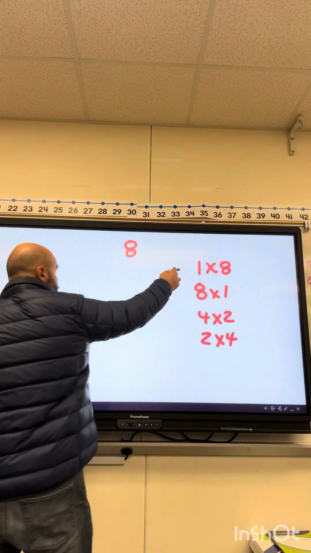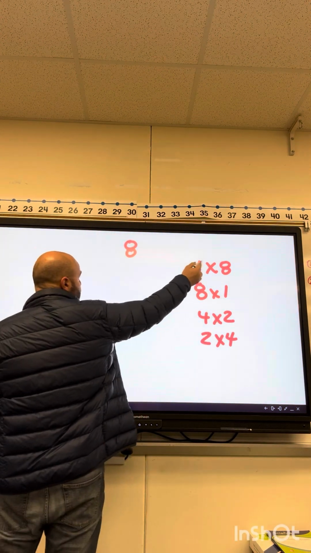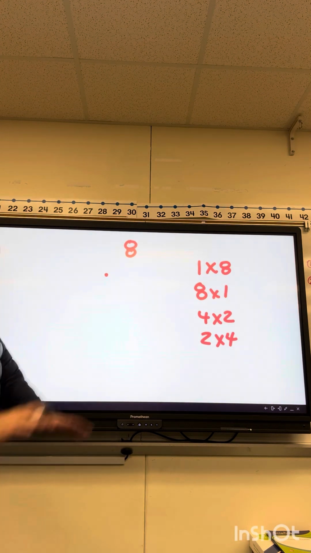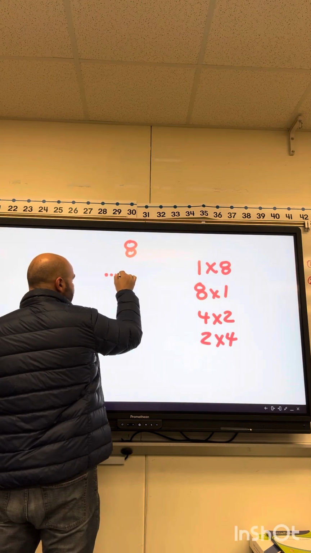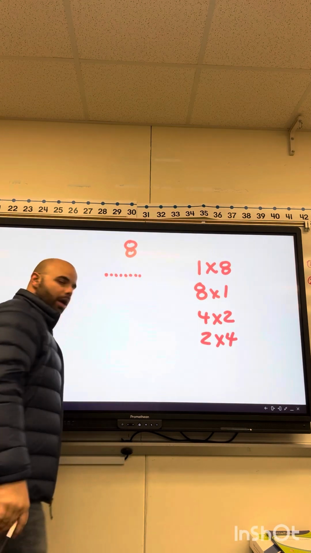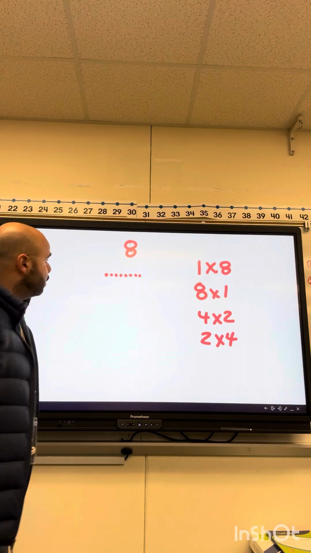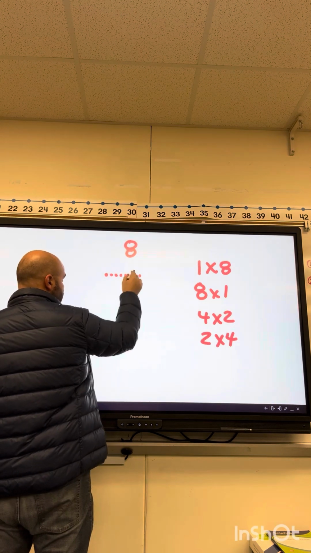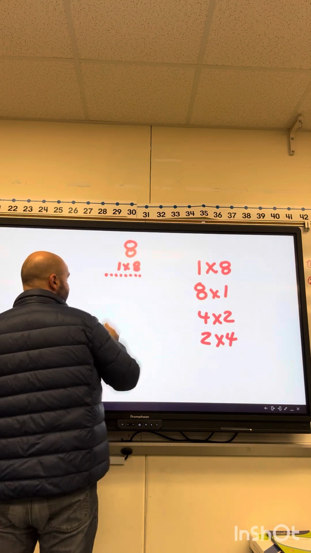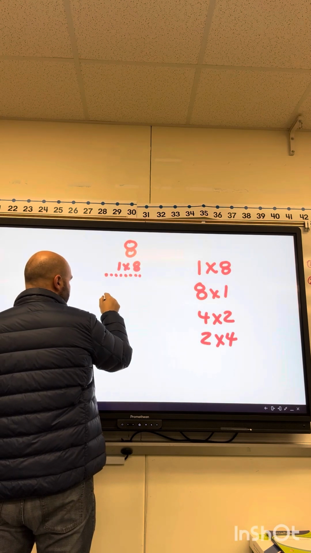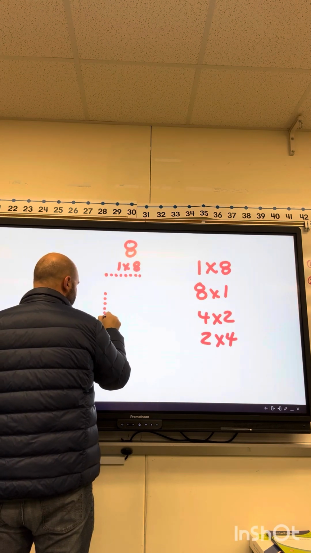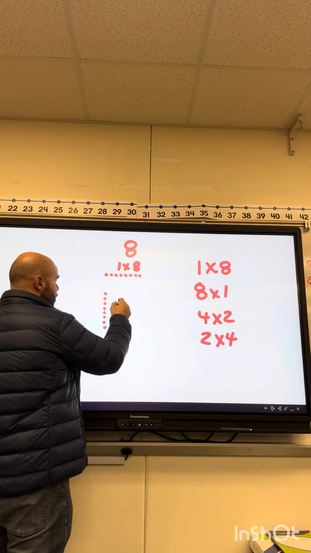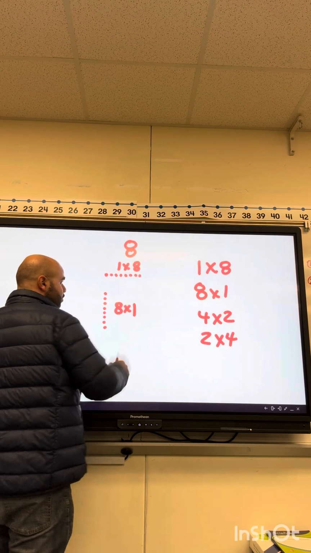So for example, let me just do these 4 here. 1 times 8. So you have one column, just one row of 8. Okay? There you go. I just gridded that out. Now, here, you have 8 rows. So this is 1 times 8. Okay? And here, you have 8 rows. 1, 2, 3, 4, 5, 6, 7, 8. With 1 in each row. Okay? This is 8 times 1.